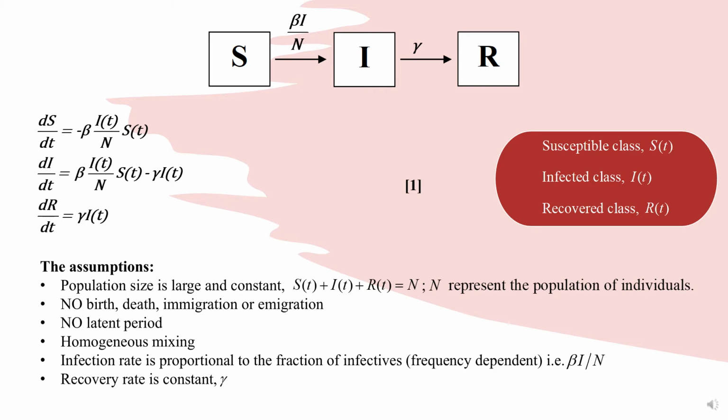In this model, there is no birth and no death, and also no immigration or emigration. There is also no latent period, or quarantine period, where the time of infection will not show any symptoms. This model assumes homogeneous mixing, and the infection rate is proportional to the fraction of infective, which is lambda equals beta I over N, and the recovery rate is constant, which is gamma.